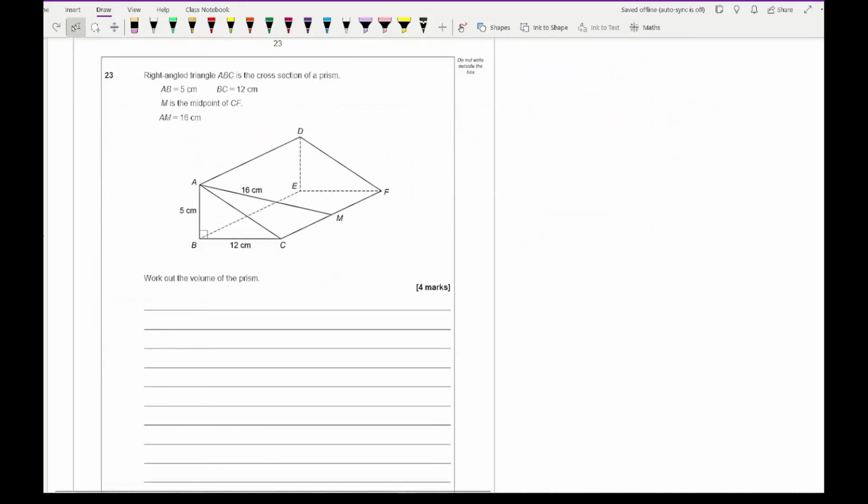Then looking at question 23, it says right angle triangle ABC is the cross section of a prism, and we've got AB equals 5, BC equals 12, M is the midpoint of CF, and AM equals 16 centimeters. And what the question is asking us is to work out the volume of the prism. Now for this, what we need to do is work out what C to F is. So to find the volume, we need CF.